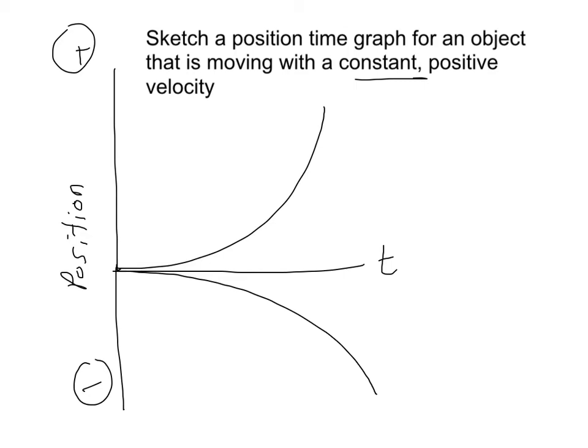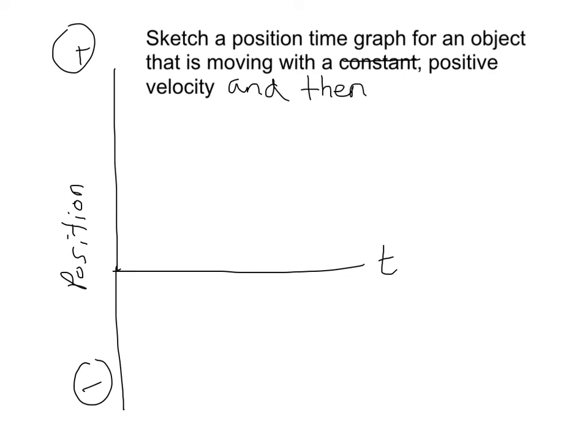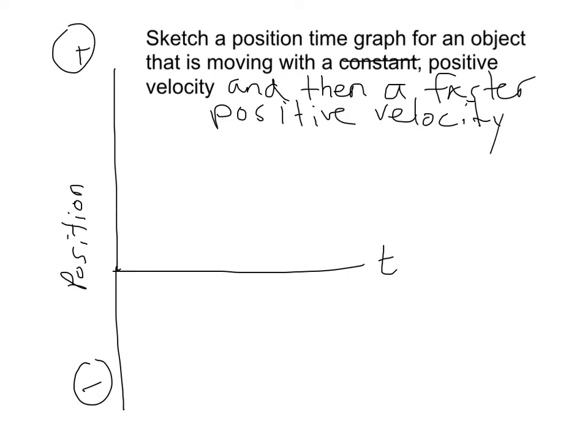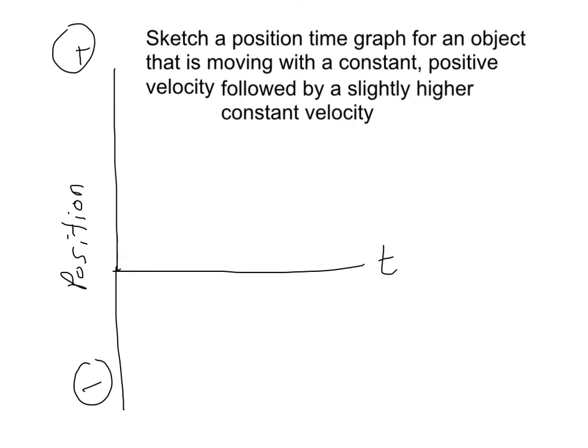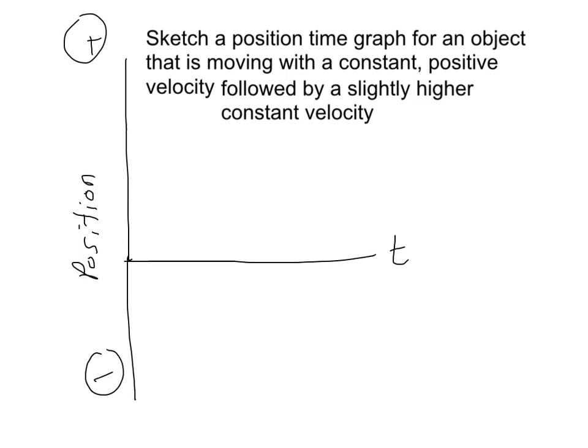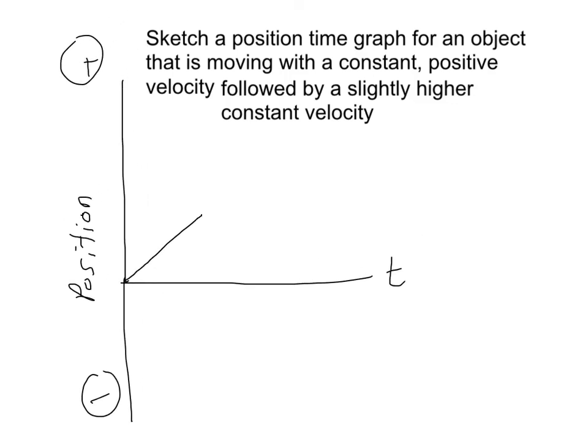You can also do lines that meet on your graph. Let me show you. So for example, if instead of a constant positive velocity, I said sketch a position time graph for an object that is moving with a positive velocity and then a faster positive velocity. Hold on, let me change this. Okay, so I totally changed it. It says sketch a position time graph for an object that's moving with a constant positive velocity followed by a slightly higher constant velocity. So here is my constant positive velocity, and now I need a slightly higher one. So I've got to change the angle of my slope, the lines should connect, so that my velocity has increased, right? Because it's a slightly higher constant velocity.